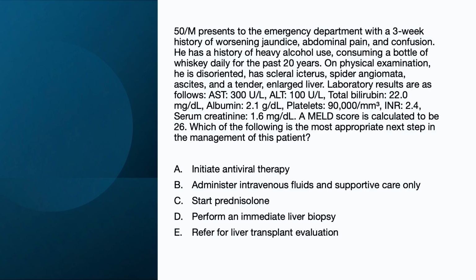Here's a case of a 50-year-old male patient who presents to the ED with a 3-week history of worsening jaundice, abdominal pain, and confusion. He has a history of heavy alcohol use, consuming a bottle of whiskey daily for the past 20 years. On physical exam, he is disoriented, has scleral icterus, spider angiomata, ascites, and a tender and large liver. Lab results show an AST of 300, ALT 100, total bilirubin 22, albumin 2.1, platelets 90,000, and an INR of 2.4. The serum creatinine is 1.6. We calculated a MELD score, and it's 26.